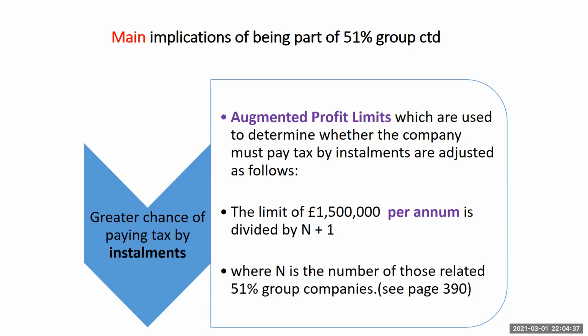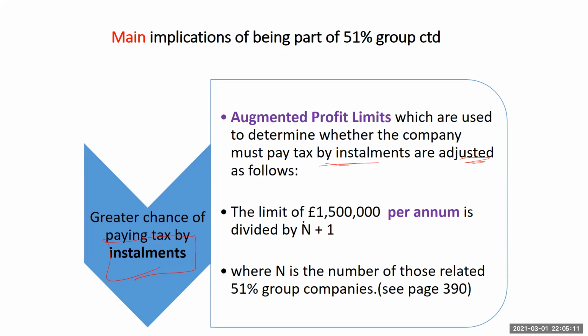Now, the other main implication of the 51% group in terms of taxation is that, yes, we've established that there's a likelihood we can pay our taxes by installments to reduce our tax burden or spread the tax burden over a period of time, okay? Now, the augmented profits are usually employed to determine whether the company must pay tax by installments, but then we need to adjust it. Take note, we use it to determine, but we need to adjust it.